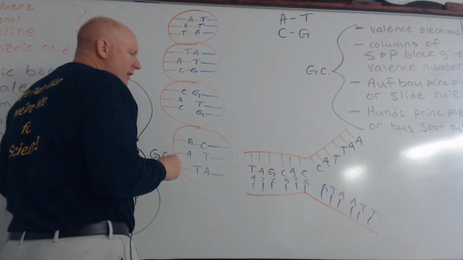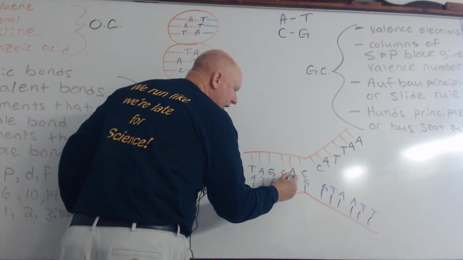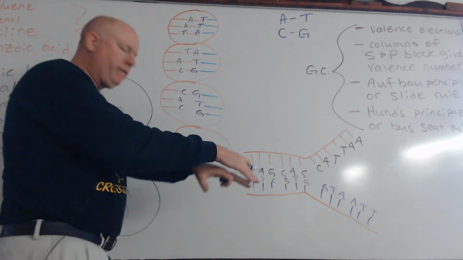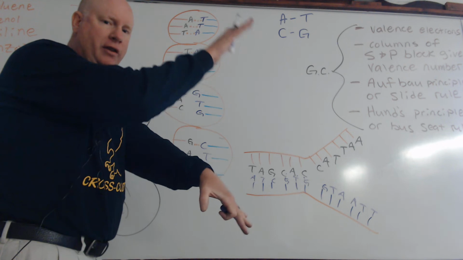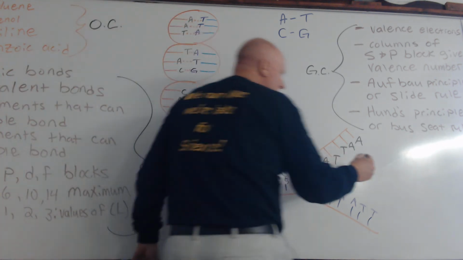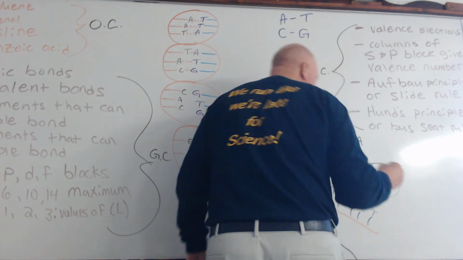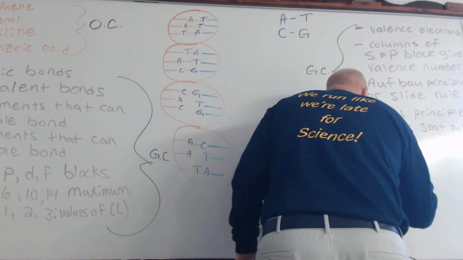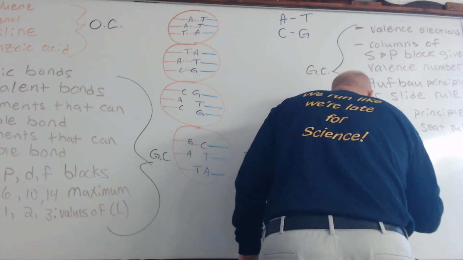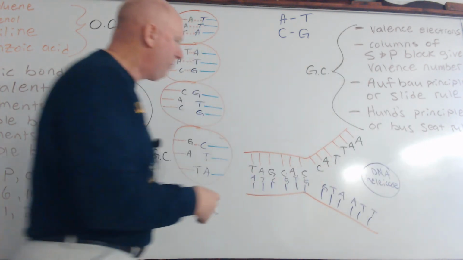So what we actually see happening, these hydrogen bonds are still in here, but here at what we call the replication fork, where these alligator jaws are opening up, we have an enzyme, and that's another one of your vocab terms, I would presume. This enzyme is called DNA helicase. And what that is doing is it's breaking those hydrogen bonds.